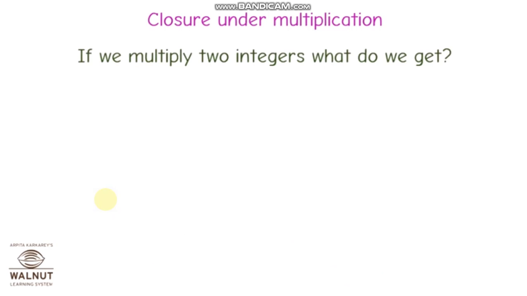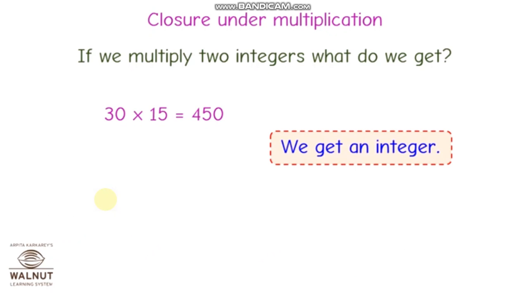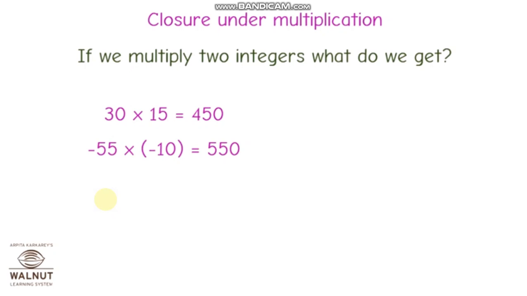Let's check closure under multiplication. We already discussed the closure property under addition and subtraction. Let me check whether it is satisfied for integers under multiplication. If we multiply two integers, what do we get? For example, 30 and 15 are positive integers. 30 into 15 is 450. We get an integer. The product is an integer.